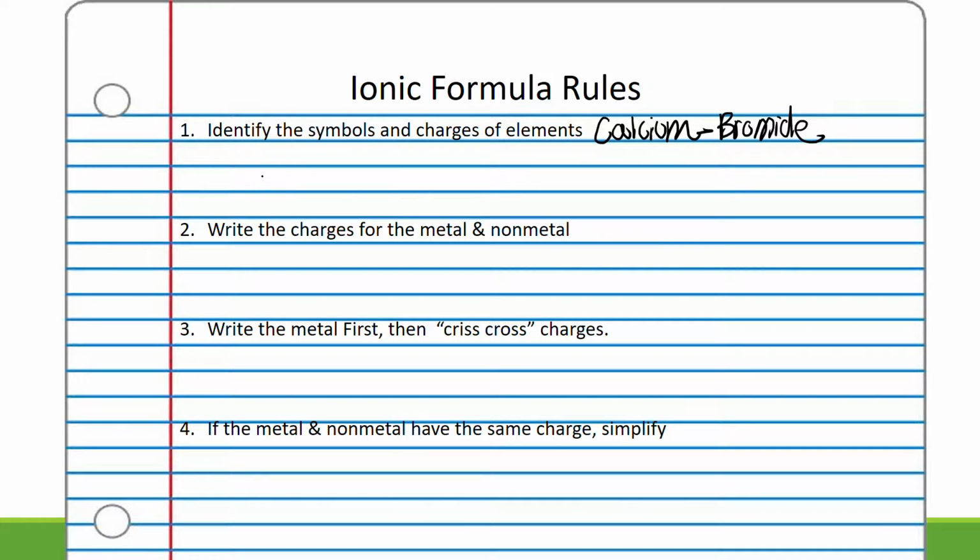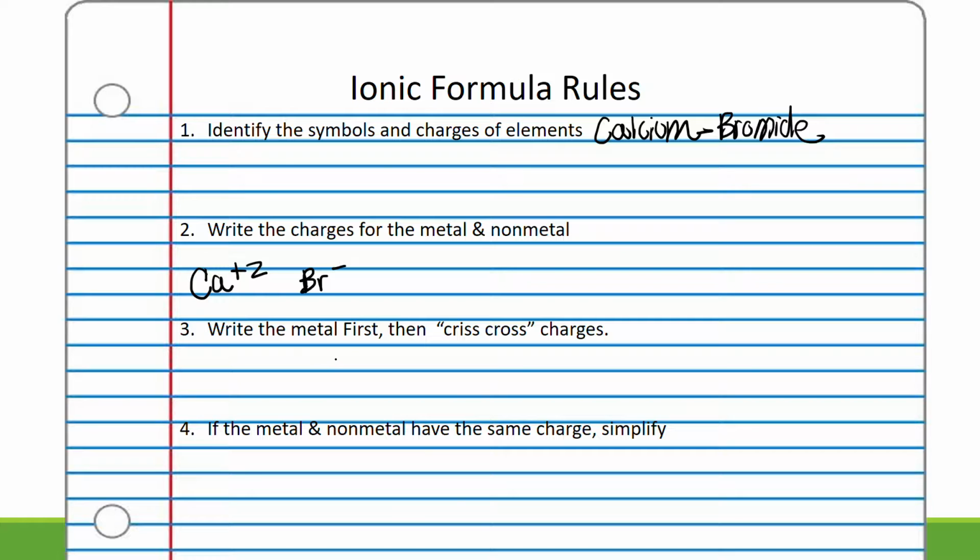Okay, so we're going to identify the symbols and the charges of the elements. If we're looking at this, we know that we are going to be using Ca and Br, and Ca is going to be +2, and Br is going to be -1. So let's go ahead and write out the charges for the metal and the nonmetal. So we're going to have Ca +2 and Br -1.